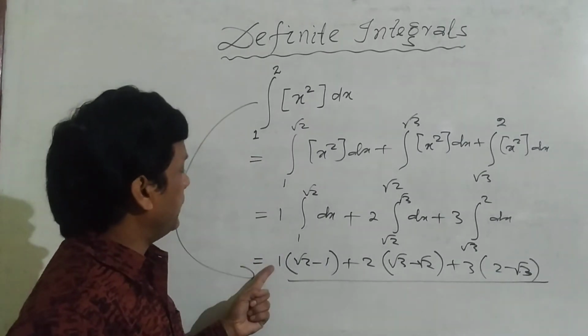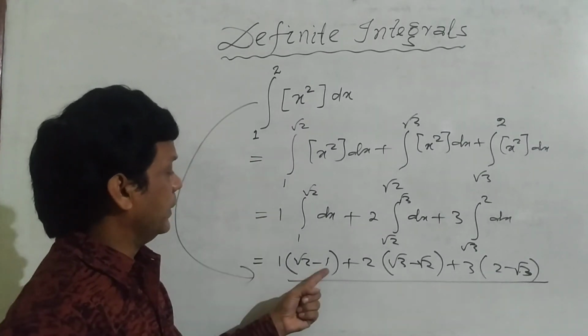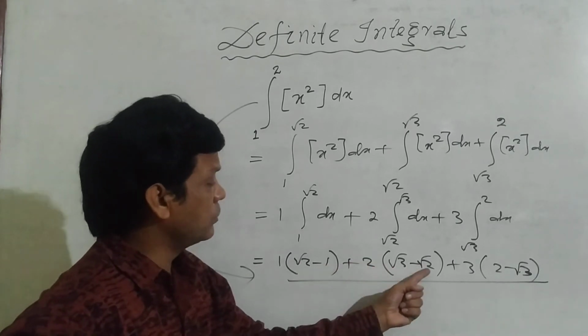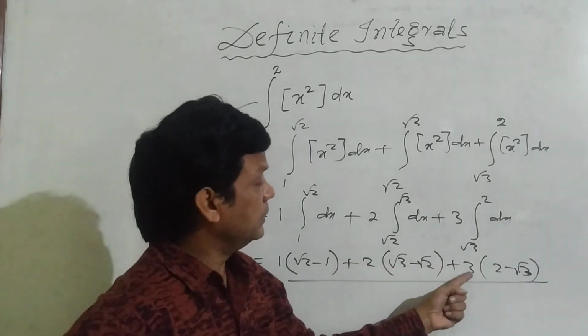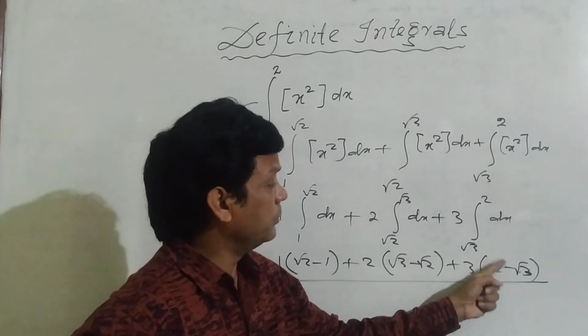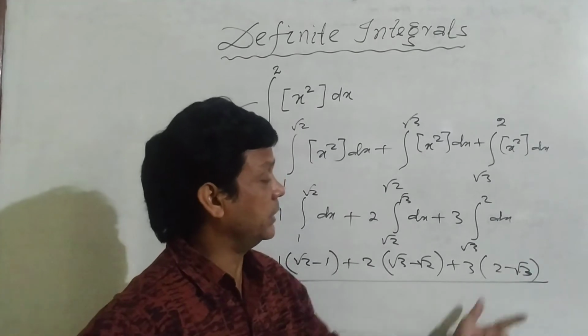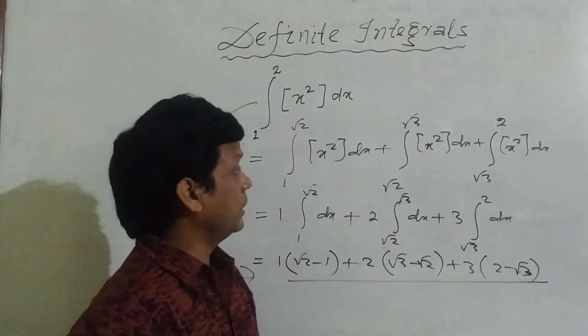Directly also you can write. Take the lower limit first. Then root 2 minus root 1. Then 2 into root 3 minus root 2. Then 3 into root 4 minus root 3. Upper limit minus lower limit. This is the answer. Okay.